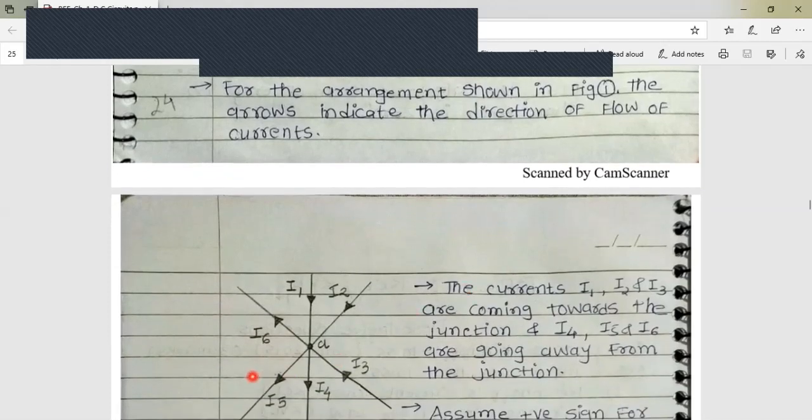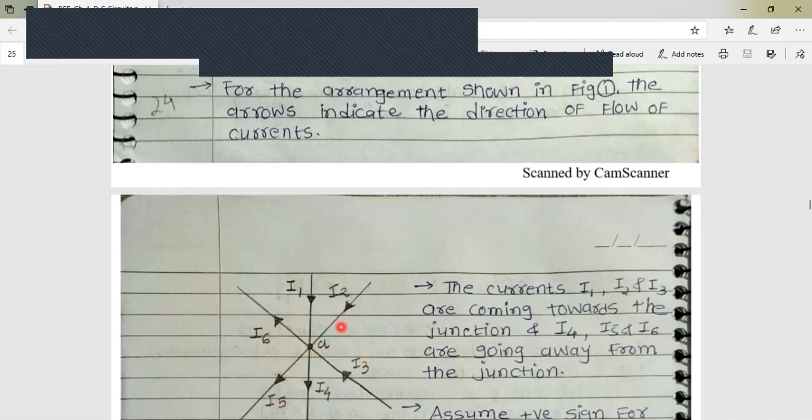See this figure. This is the junction. A junction is a place in a circuit where two or more branches meet. Here there are 6 branches. See the direction of current: I1, I2, I3 are entering toward the junction, and I4, I5, and I6 are the currents leaving the junction.